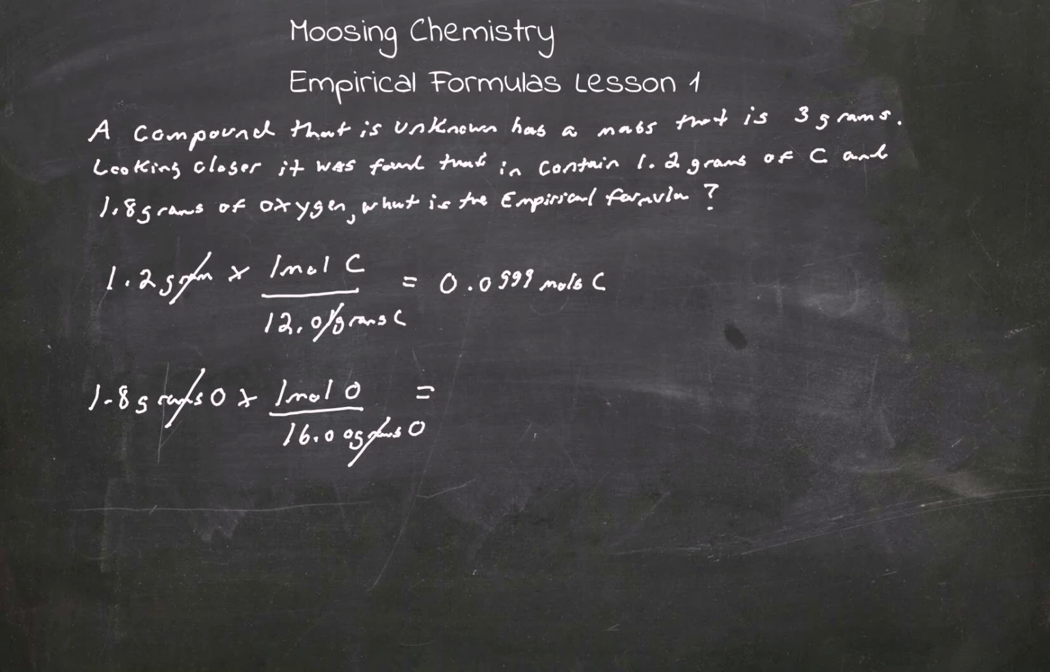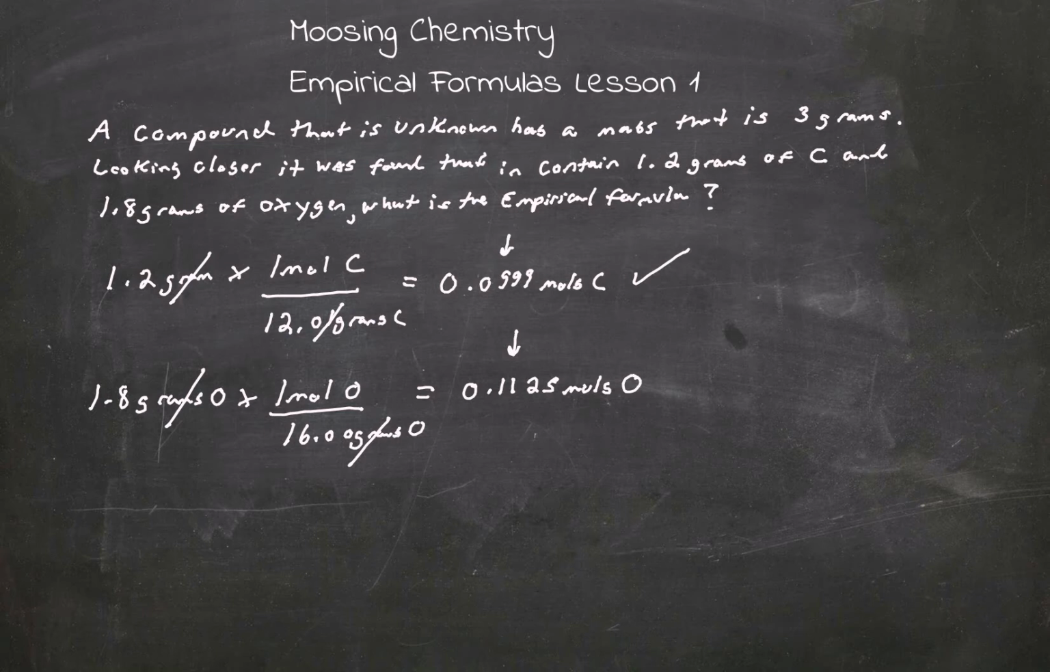So we divide that by 16.00. We get that to be 0.1125 moles of oxygen. Now, to figure out the empirical formula, what you need to do is take the smaller of the two and divide each element by that smaller of the two. So let's look. This is 0.0999, and this is 0.1125, which is a smaller number. Why? This one is, of course.